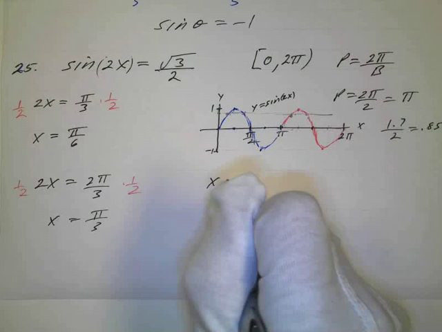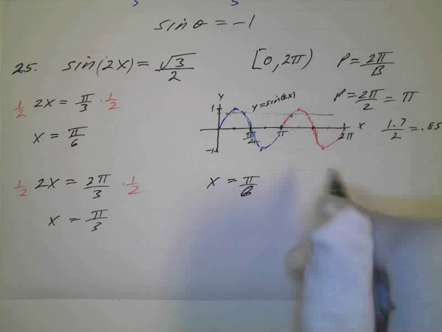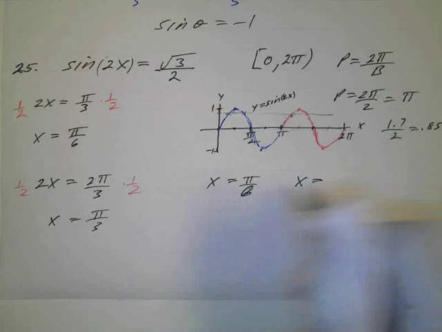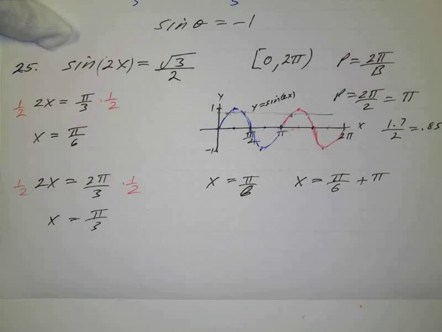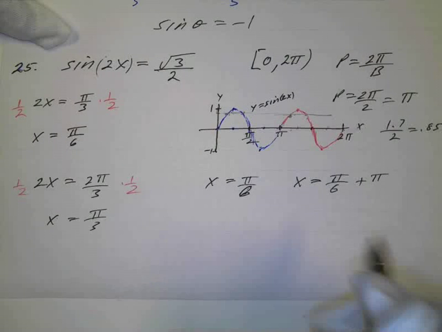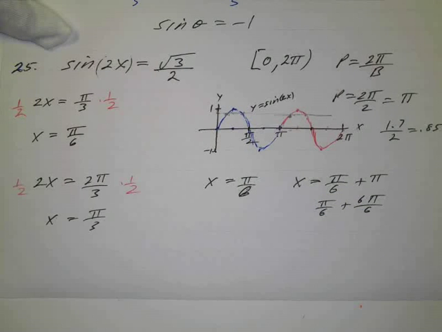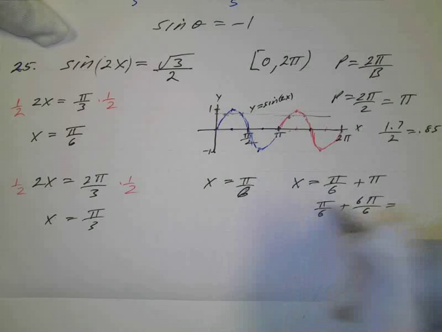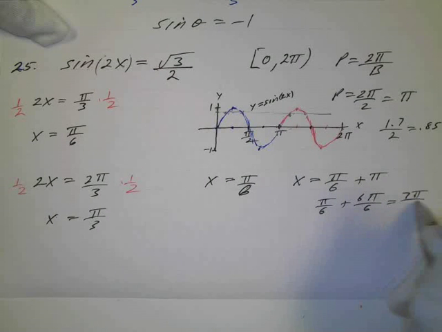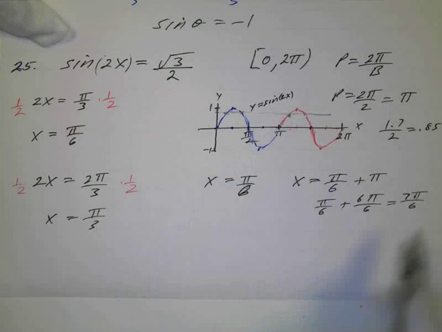So one value is x equals pi over 6, and the next one would be x equals pi over 6 plus pi, because that's going to shift it over. That's the same thing as pi over 6 plus 6 pi over 6, because I made pi into 6 over 6 so I could add, and that equals 7 pi over 6. So these are the two values built off of this: pi over 6 and then 7 pi over 6.